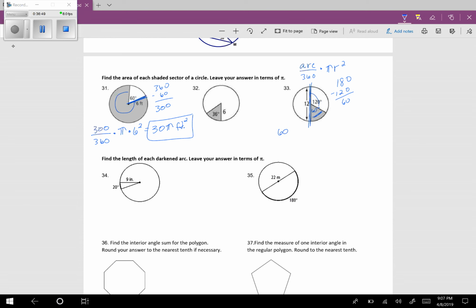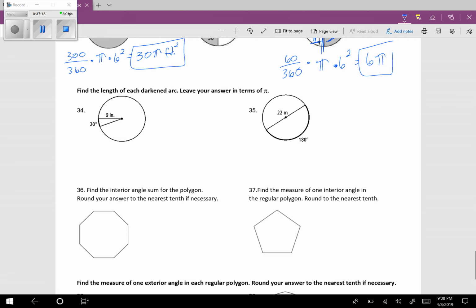So we have 60 out of 360 times pi. Now we need r squared. The 12 is the diameter. We only want half. So half of 12 is 6. So times 6 squared. And again, put 60 divided by 360 and then multiply that by 6 squared. And so you get 6, and then put your pi on the end. So it's 6 pi, and then whatever units squared.